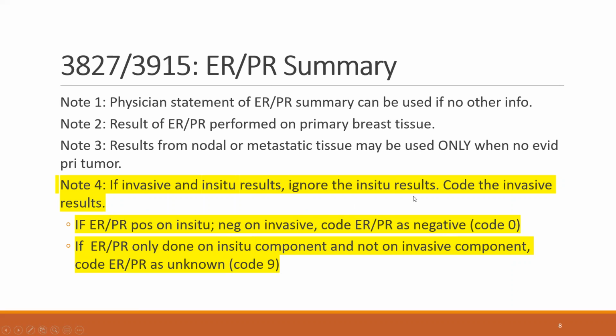So if you have an ER or a PR summary and you've got both invasive and in situ in your tumor, you are going to ignore any of the results from the in situ tumor. If you have ER and PR positive on in situ and negative on invasive, you're going to code those as negative or code 0. If you have ER, PR that was only done on the in situ component and not on an invasive component, then you do need to code those as unknown or code 9.